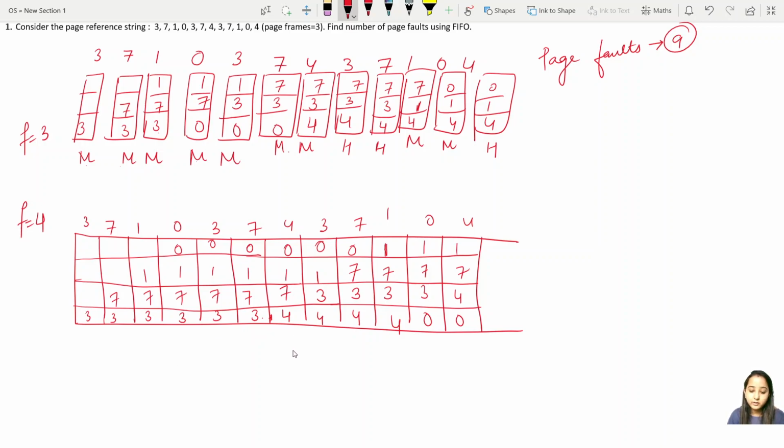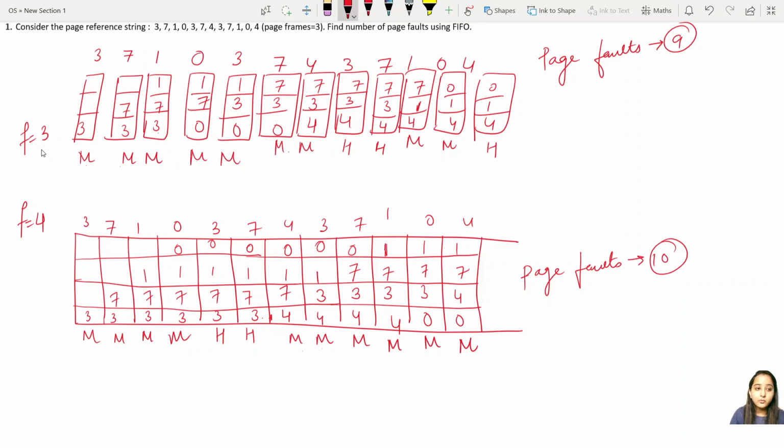Now see where your hit occurs, whenever you need not change the order. 3710, 3710, it is same. So here hit occurs, it is also same, hit occurs. Okay. In other cases miss occurs because every time you have to insert a new page in the memory. So count the number of misses: 1, 2, 3, 4, 5, 6, 7, 8, 9, 10. How many page faults are there? 10 page faults.